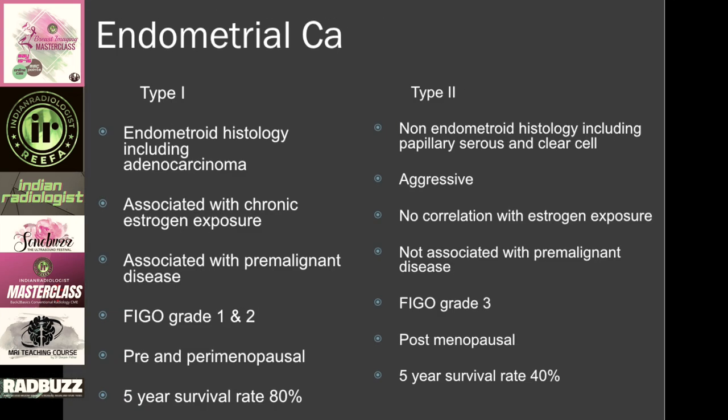Endometrial cancers are classified into two different types, type 1 and type 2. Now, type 1 has endometrioid histology and that includes adenocarcinoma, whereas type 2 includes the papillary serous and clear cell cancers. Type 2 tend to be more aggressive and are associated with the FIGO grade 3 tumors.